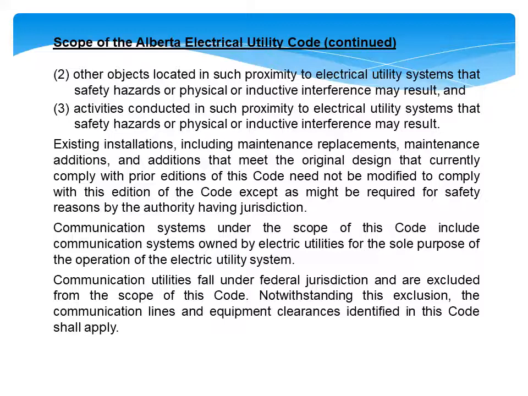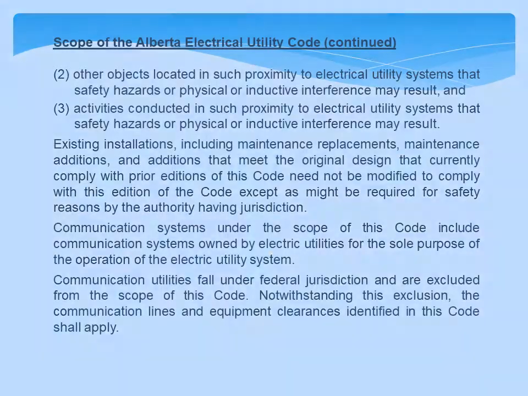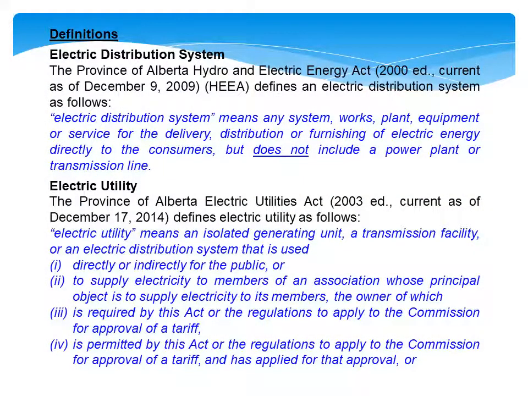Other communication utilities fall under federal jurisdiction and are excluded from the scope of this code, but the clearances identified in the code for communication lines and equipment apply. The format for the Alberta Electrical Utility Code follows the same structure as the Canadian Electrical Code. It consists of 7 sections with even numbers, from Section 0, Object, Scope and Definitions, to Section 12, Underground Utilities. It also includes tables, figures, and appendices A to D.